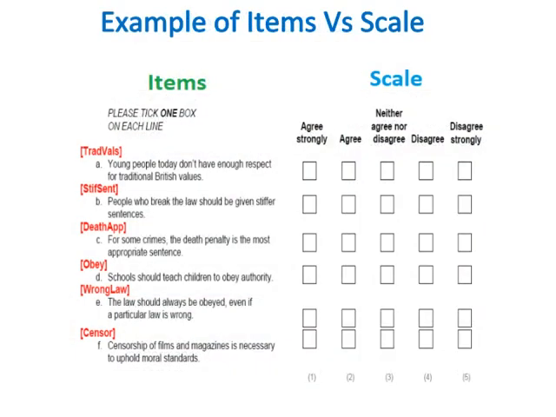Example of items versus scale. In this example, 6 items from A to F and a 5-point Likert scale are given for an idea. It will help you to make questionnaires easily.